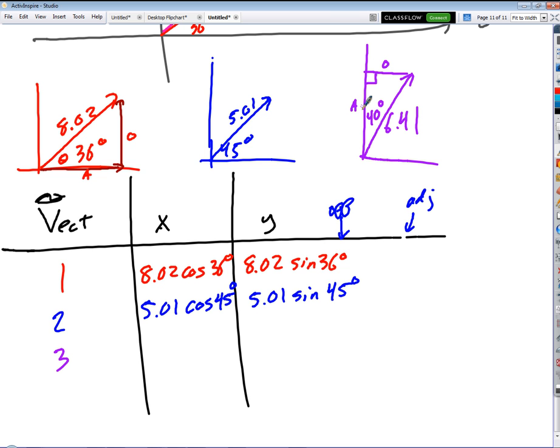Anybody volunteer on this one? What do you think? Go ahead, Brad. Would you be allowed to just switch it, go 6.41 cosine 50 degrees? Yeah, you could, that's fine. So you could say 6.41 cosine 50, or you could make that sine. It doesn't matter, it would be 6.41 times sine 40.